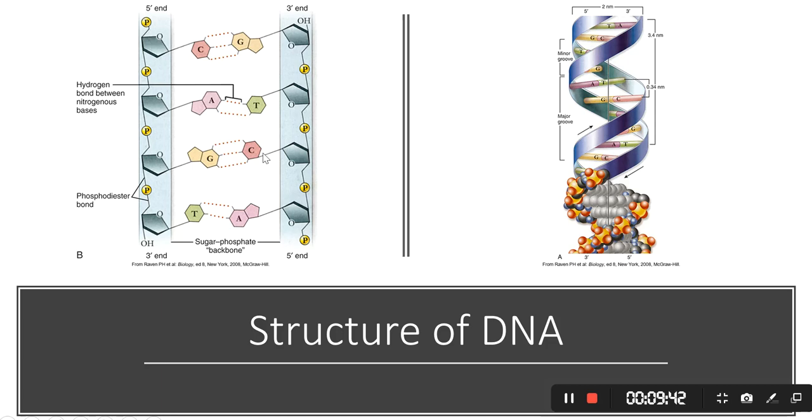That's how it goes. But this is for DNA. In RNA, the only difference is same bonding, except instead of T, you have uracil. So U goes with A. That's the only difference in RNA.